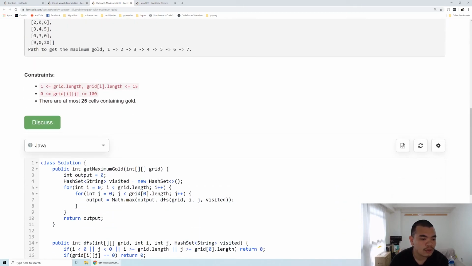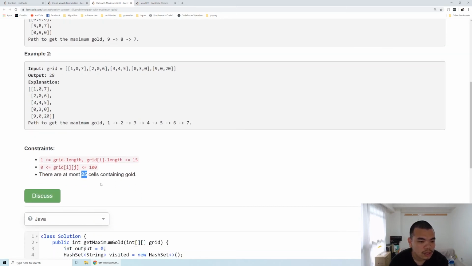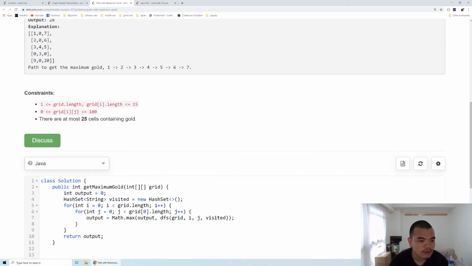So how are we going to solve this question? This question has a constraint that the grid is at most 15 times 15, and it will contain at most 25 cells of gold. So this is a very small amount.